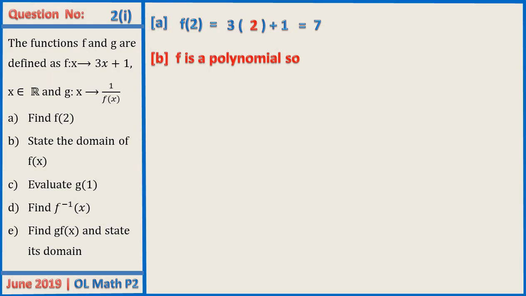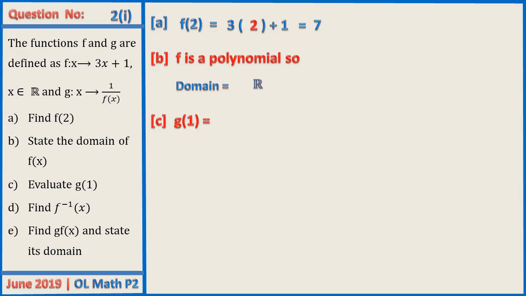Now B, they say state the domain of f of x. The good news is that the domain of f of x is in this question. You just need to copy and paste. So you can either write x an element of R, or you just write domain equals R. Look at the answer. The answer is there, x an element of R. That is the domain of f of x. And some people don't know the answer. So the domain is the set of all real numbers.